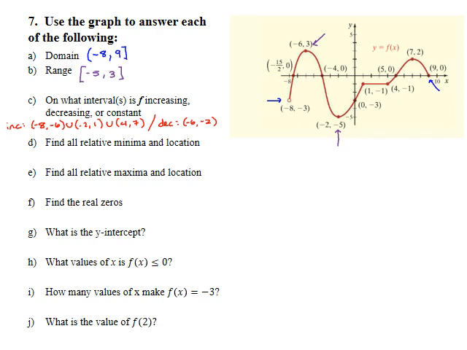Then you go all the way until the very end. The last little segment is also decreasing, so I can put union from 7 to 9. And that is your only two intervals of decreasing.